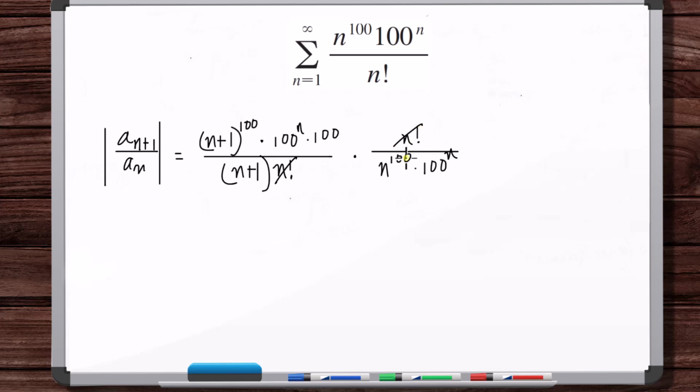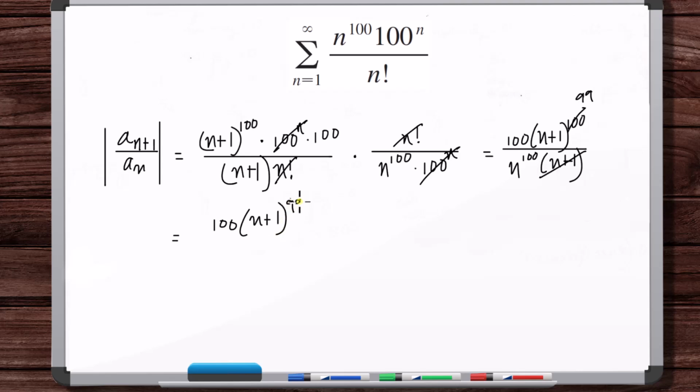So, okay. What we're left with is n to the 100, okay, and then we get this. So 100, okay, so this as a limit. So okay, 100, and then the limit as n approaches infinity.